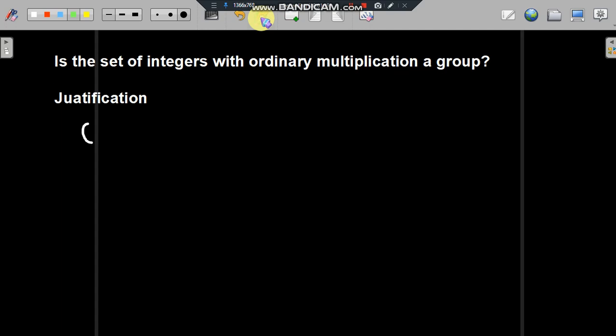Now the set of integers with ordinary multiplication is represented like this. Any structure like this, a set with some operation, we call an algebraic structure. Is this a group or not? That is what our question is here.